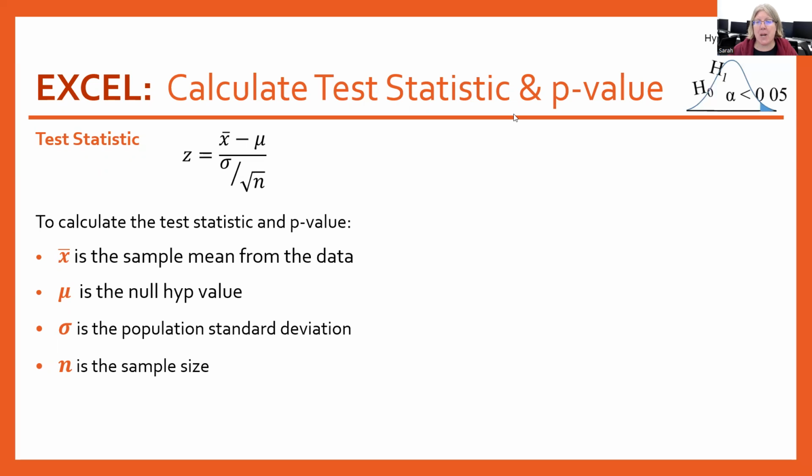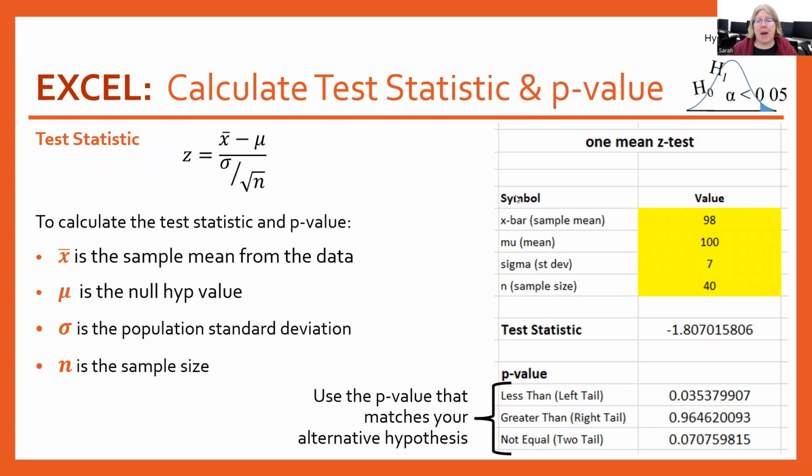All right, so here's what the spreadsheet is going to look like. So there's a spot to put your x bar, a spot for the mu or your null hypothesis mean value, your population standard deviation sigma, and then your n, your sample size. It'll give you the value of the test statistic, and then it'll also give you the p-value for a left tail, a right tail, or a two tail. So you have to look at your alternative hypothesis and decide which one of those three you have, and then write the probability down that goes with the type of alternative hypothesis you have.